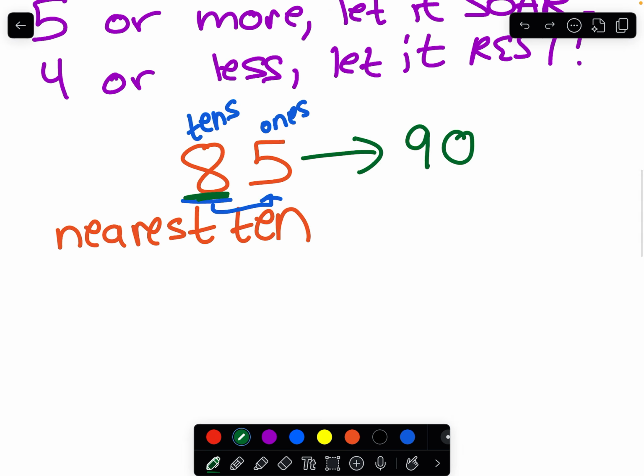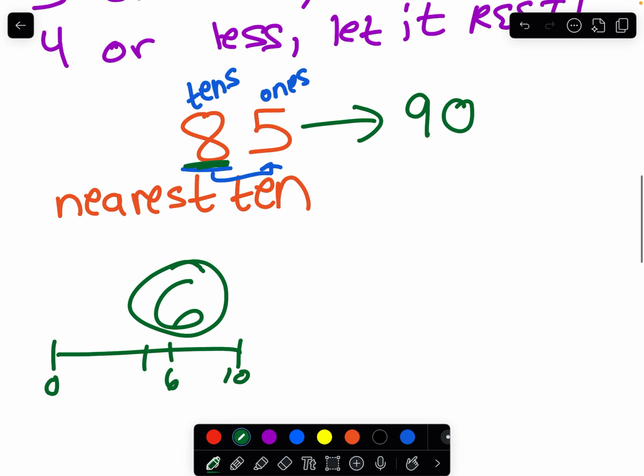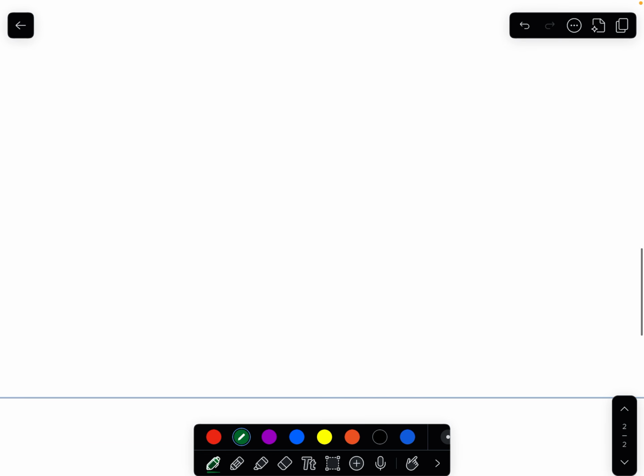Even if you are rounding the number 6 to the nearest 10, remember that's going to be between 0 and 10, and the nearest 10 is going to be 10. So we would apply the same rule. 5 or more, let it soar. 4 or less, let it rest. So the nearest 10, 5 or more, let it soar. We're going to round this up to 10. I hope that wasn't confusing. But like most things in math, practice makes progress.